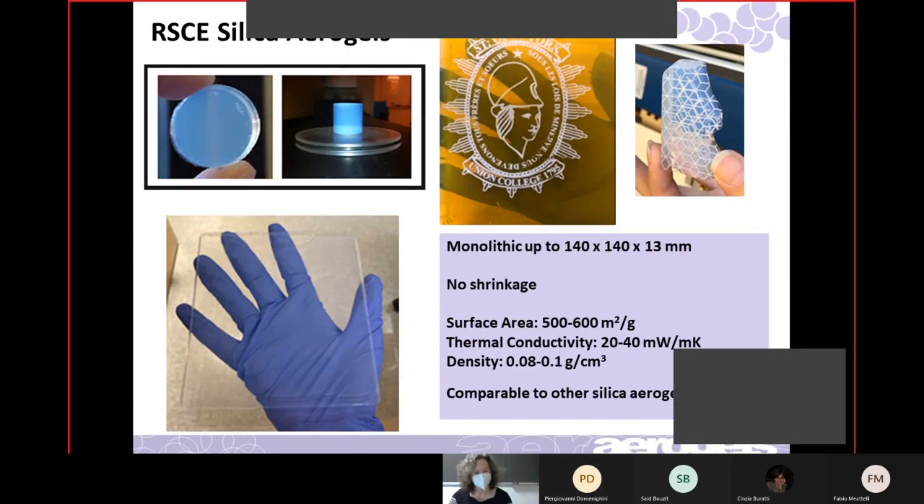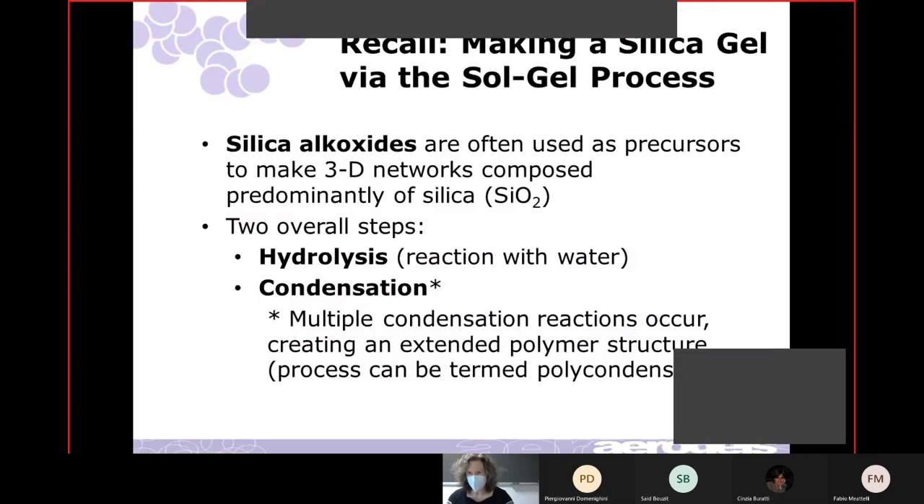So to review, because I want to make sure everybody's with me on this. Making a silica aerogel via sol-gel process is often done using silica alkoxides. And so the two overall steps in this reaction would be hydrolysis to change the silica alkoxide into a hydroxide species, and then condensation reactions that link the hydroxide groups together by splitting out molecules of water, or link an alkoxy group with a hydroxyl group to split out an alcohol. And I will show those reactions again.